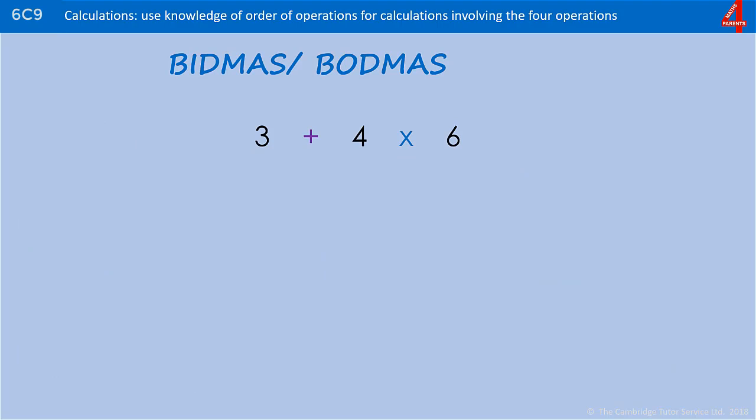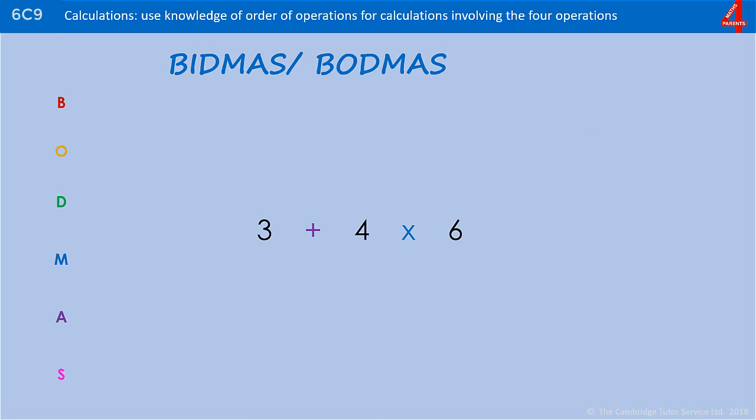The reason we use BIDMAS, BODMAS, order of operations, I'm going to show you a very common mistake, and this is something you may have seen in different formats on social media. We have the calculation 3 add 4 times 6. We tend to work from left to right. So many people will look at this and say 3 add 4, that's 7, multiplied by 6, that's 42. According to BODMAS, that would be incorrect because it's not the correct order in which to do the operations.